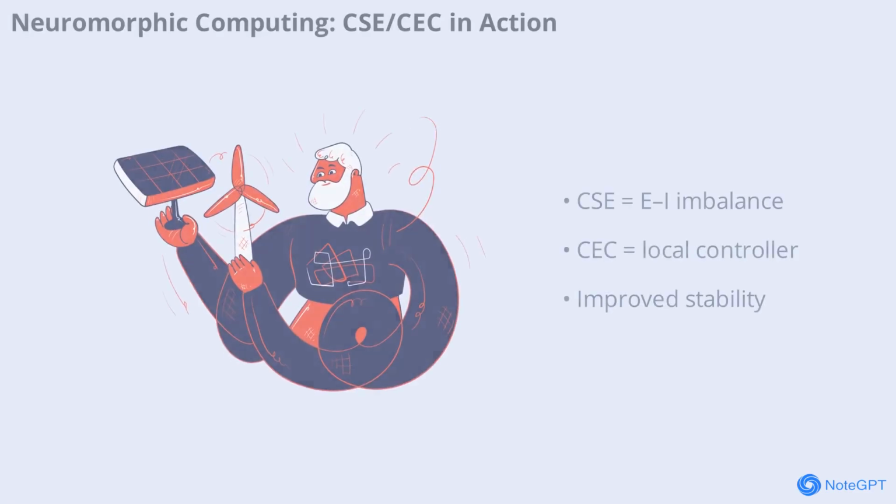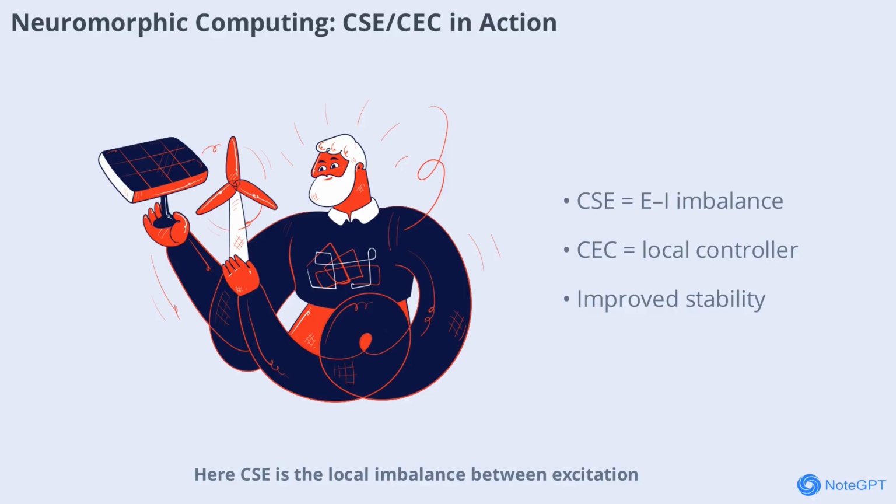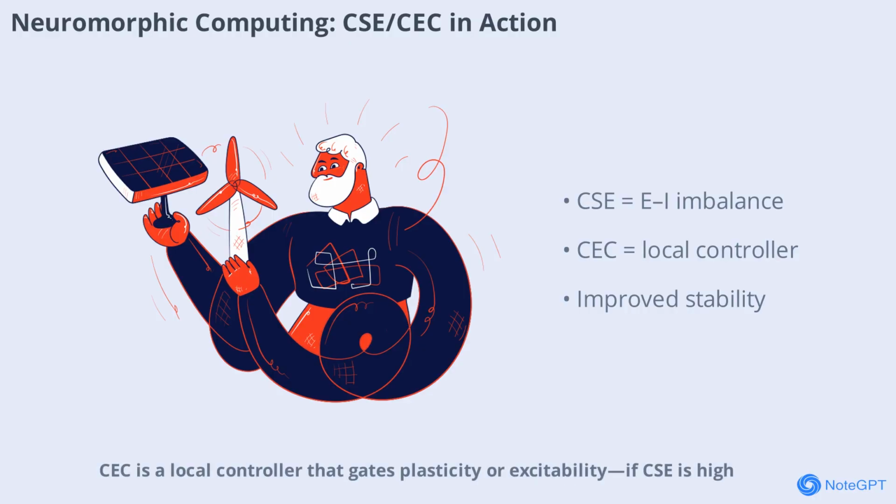Let's revisit neuromorphic computing, where CSE-CEC originated in this context. Here, CSE is the local imbalance between excitation and inhibition in a neuron or circuit. CEC is a local controller that gates plasticity or excitability. If CSE is high, CEC modulates learning or firing rates to restore balance. This mechanism has been shown to improve stability, sparsity, and sometimes accuracy in toy experiments, as seen in the DVS moving dot demo. The principle is biologically plausible and hardware-friendly.